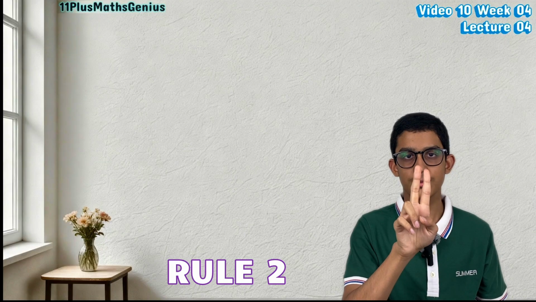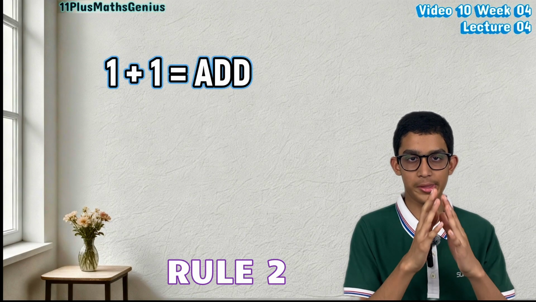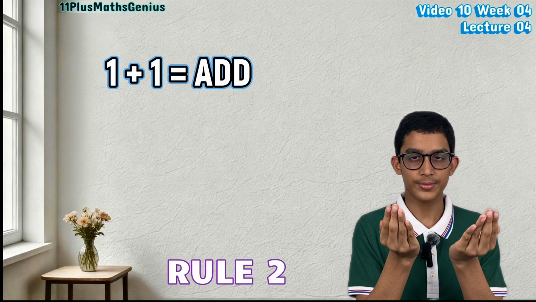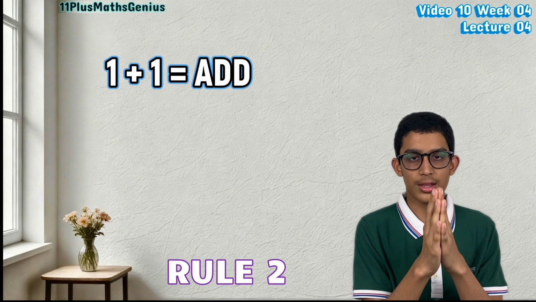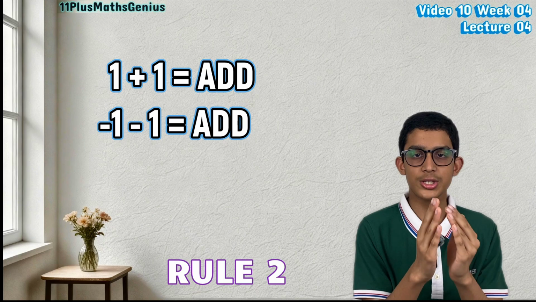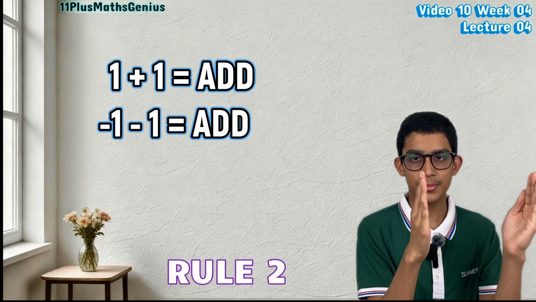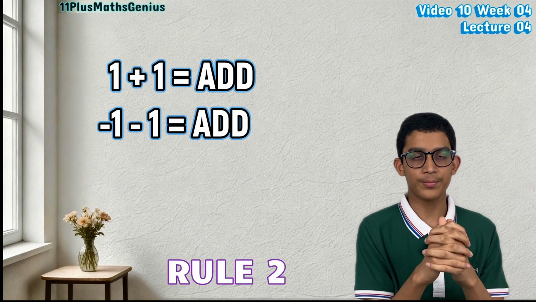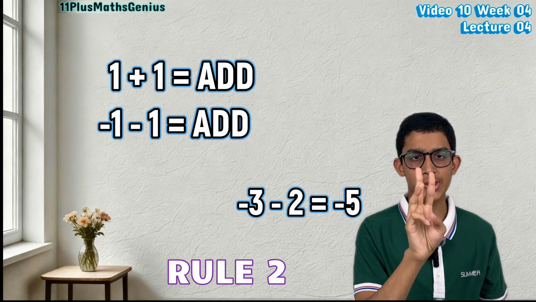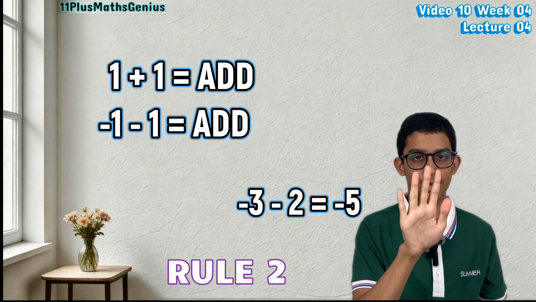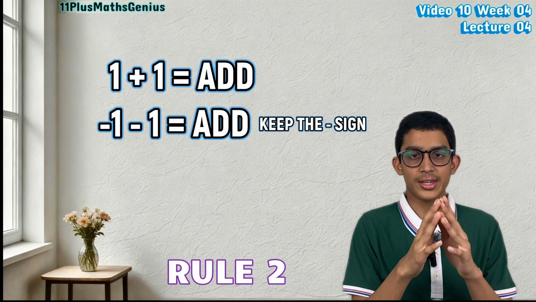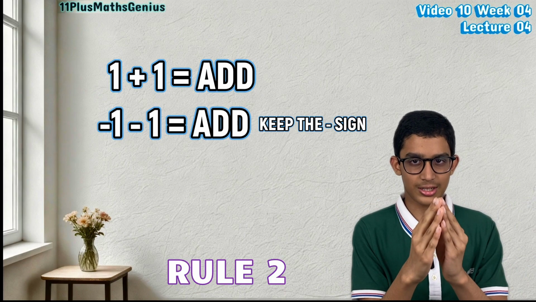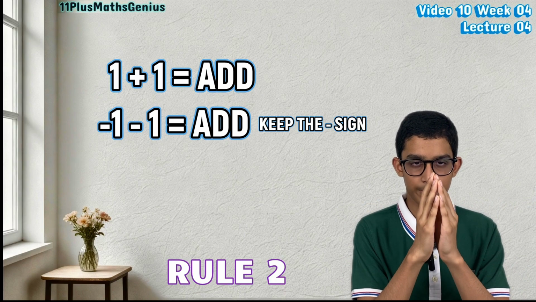Rule 2. For positive plus positive, we add them all. However, when we subtract a negative number from another negative number, we get a number further away from 0. For example, -3 minus 2 is -5. In this case, we add all negative numbers, but keep the negative sign.